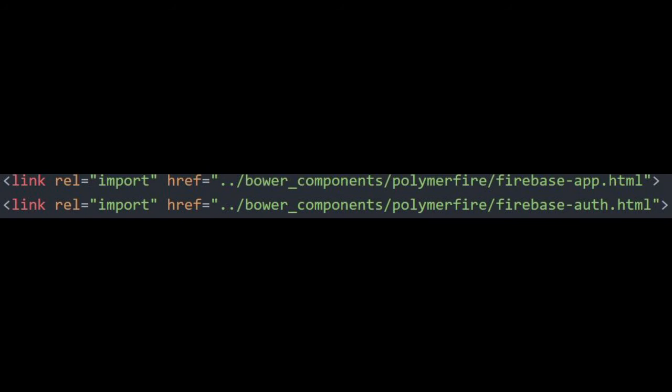In this case, I'm also going to be running auth out of the Firebase base shell. So we're going to start things off by going ahead and running the imports for both Firebase app and Firebase auth using the polymerfire group of elements that we had installed previously.